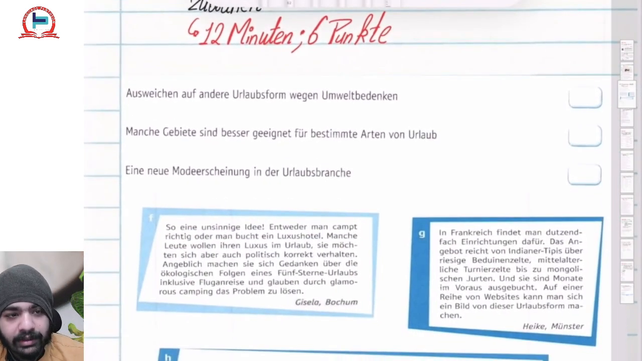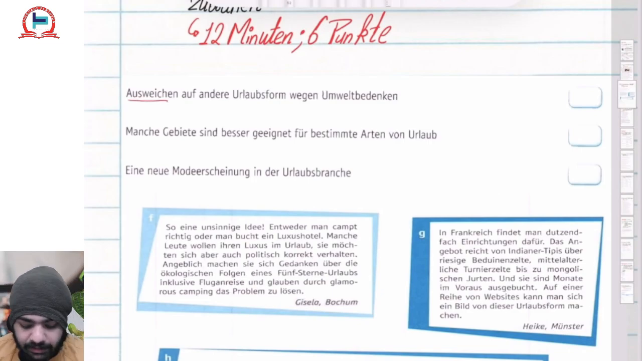Here again, I would suggest you to read the headings first and then go for it. Because in order to choose the correct heading, one always has to find the crux of the text. Let's see the first one.